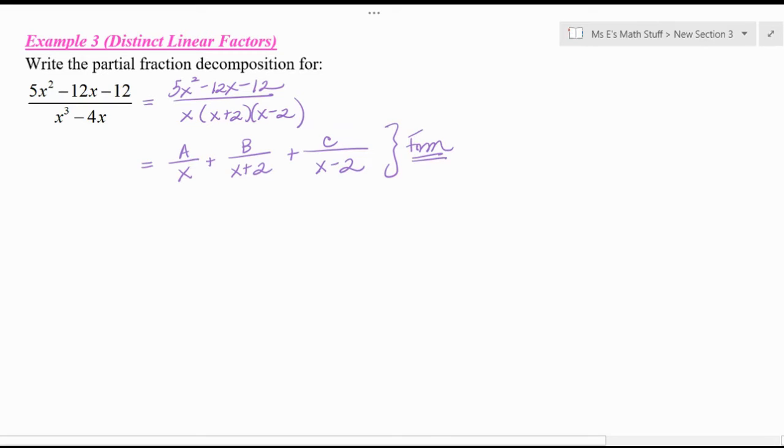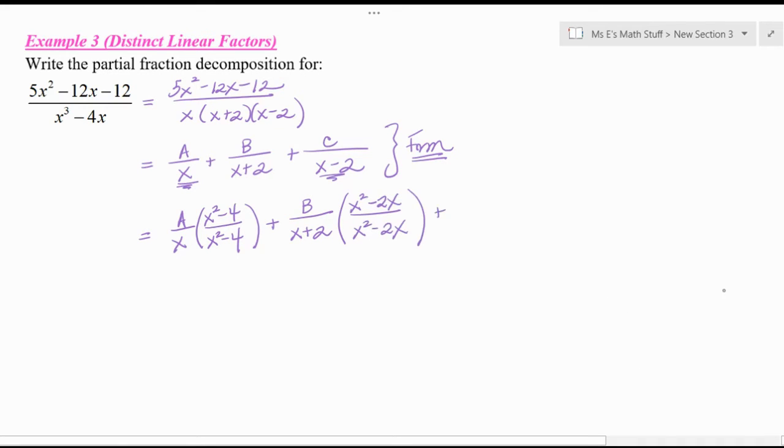All right, and then from there we switch modes from breaking apart to putting it back together again. And so we'd have a over x would need to be multiplied by x plus 2 and x minus 2, also known as x squared minus 4. And then the b over x plus 2 would need to get multiplied by x and x minus 2, also known as x squared minus 2x. And then the c over x minus 2 would need to get multiplied by x and x plus 2, also known as x squared plus 2x, in order to get the denominators to match the original one.